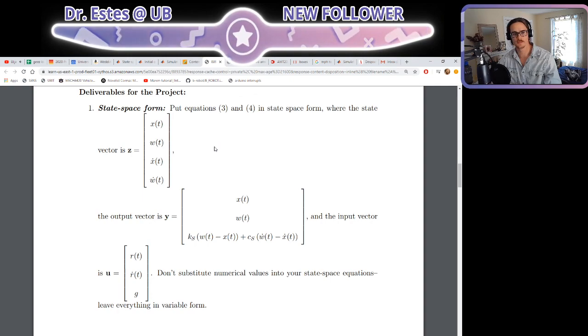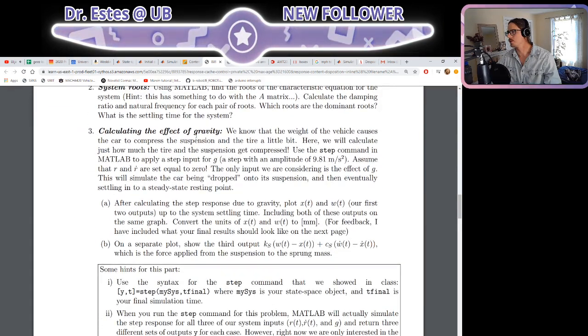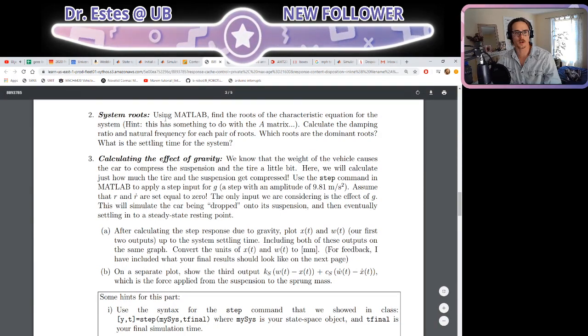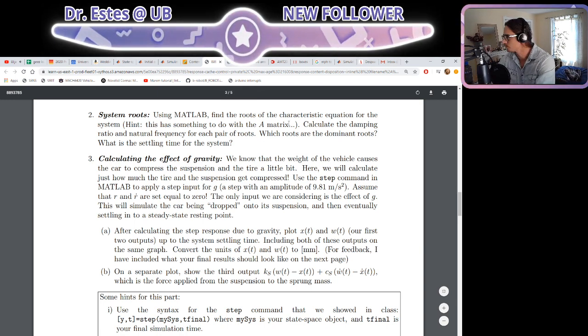Okay? So that's the first step. Put it in state space form. Once you have state space form, here's the second part. I want you to get the system roots. I gave a little hint here. I hope you remember the system roots have something to do with the A matrix. I'll just leave it at that.